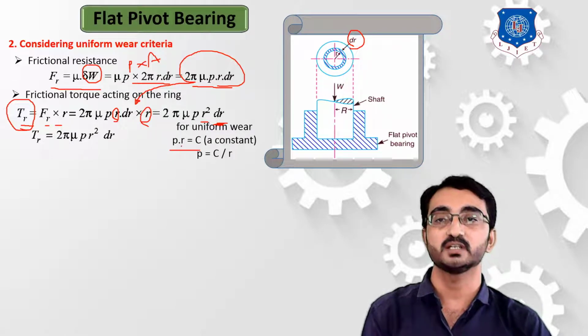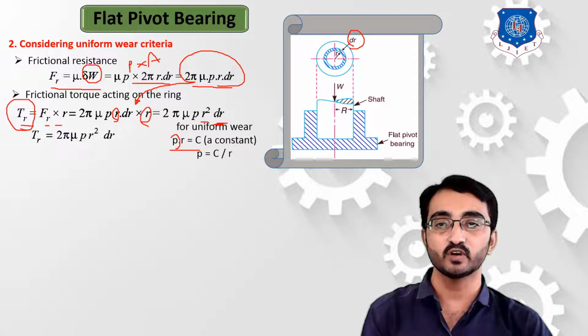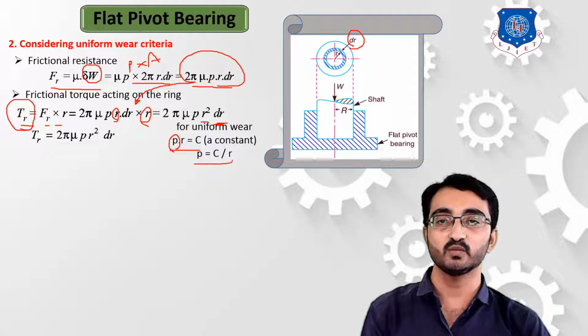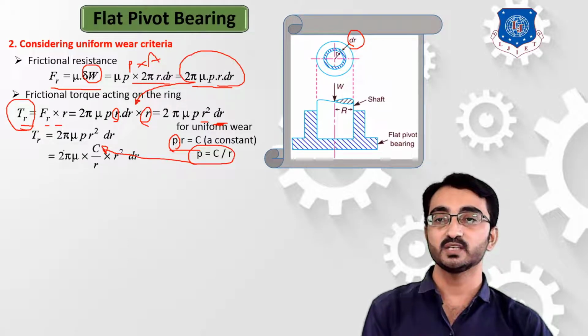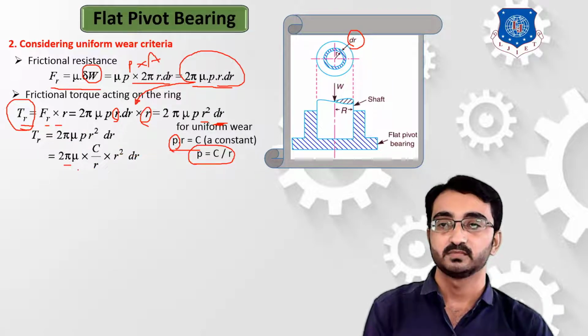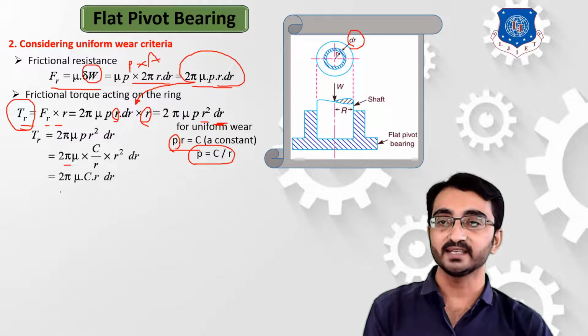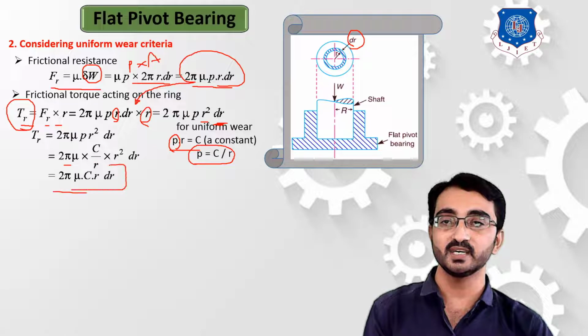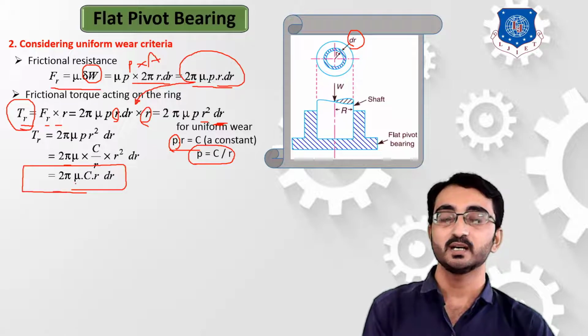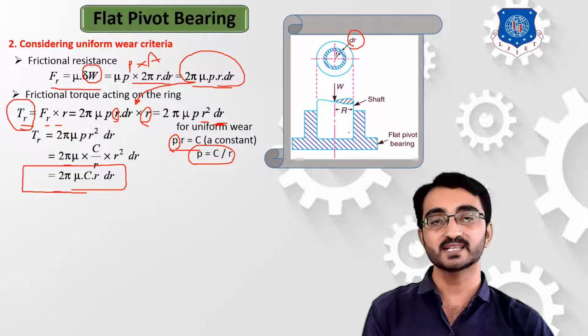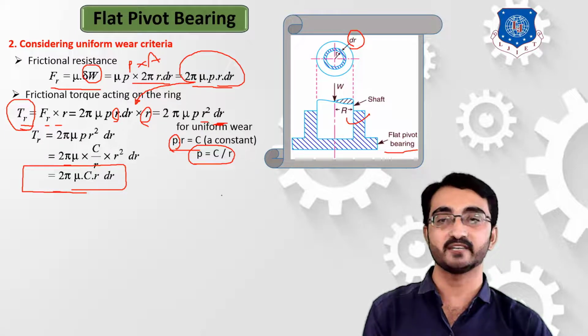Now we know that for uniform wear criteria we have learned that the pressure into radius will always be constant. So over here we can derive the equation for pressure, that is equal to constant by the radius. So we can put this equation of pressure in this torque equation. So we can derive this equation as 2 pi mu into C by R into R square dr. So now we can derive the final equation as 2 pi mu C into R dr. This is the equation of torque which is produced, or which is power transmission, between this shaft and this bearing surface. Now this is from a small elemental ring.